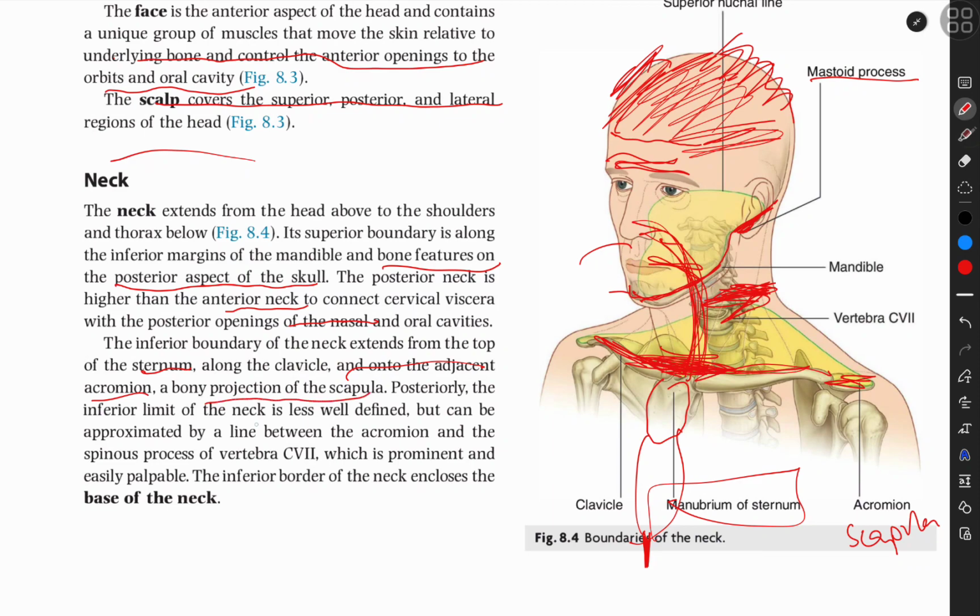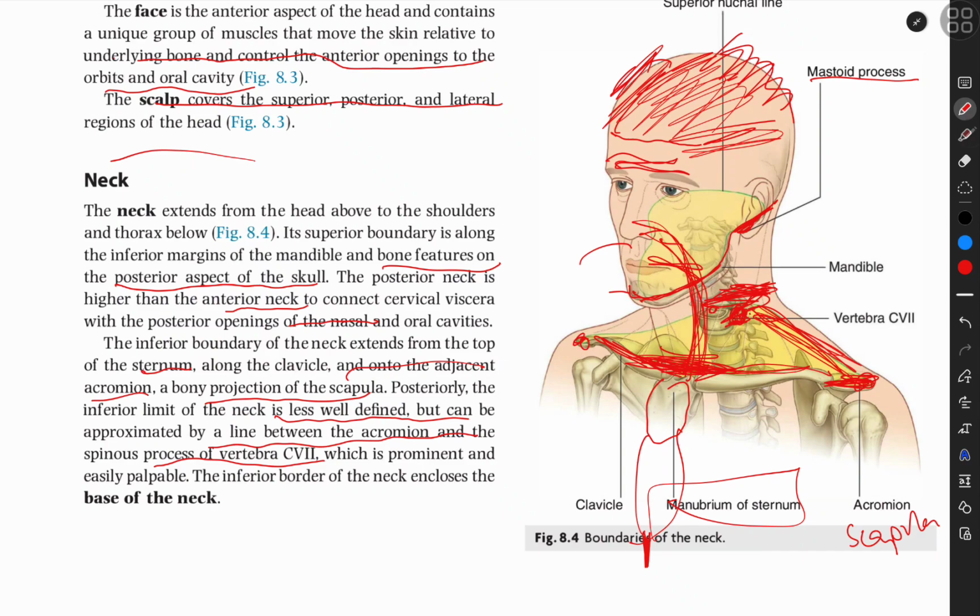Posteriorly, the inferior limit of the neck is less well defined, but can be approximated by a line between the acromion and the spinous process of vertebra C7. So from the acromion we go to the vertebral process of the vertebra C7 here. This is our posterior boundary.